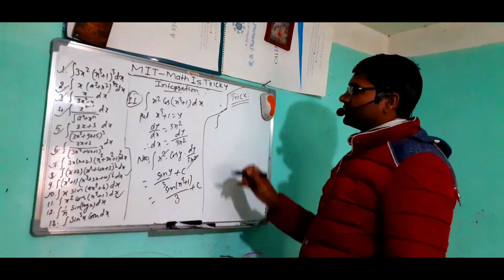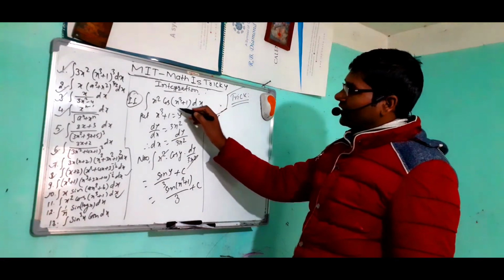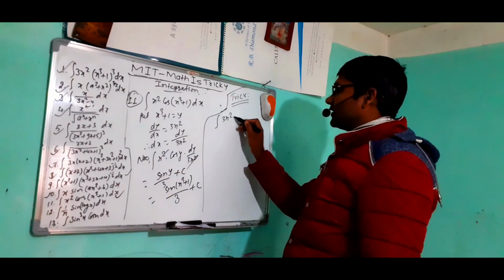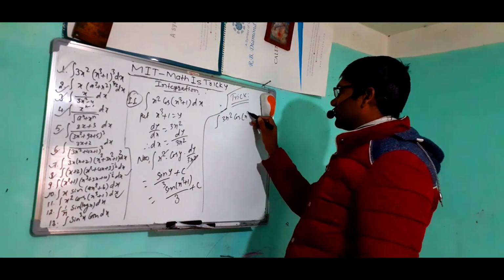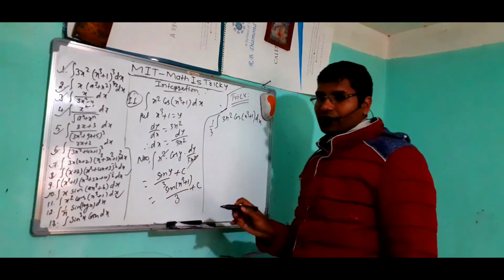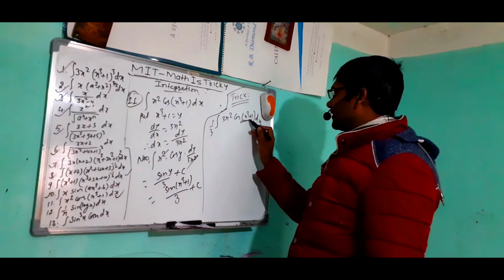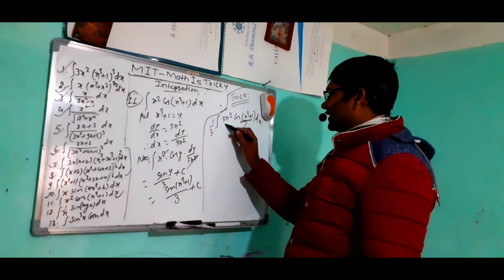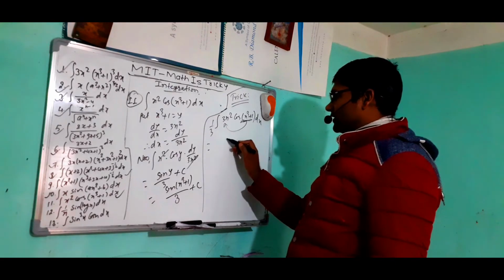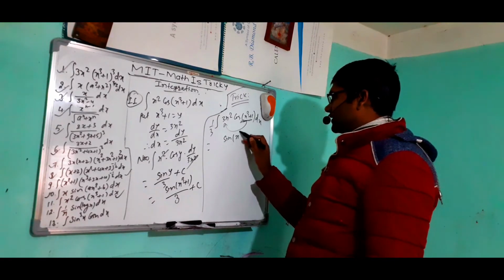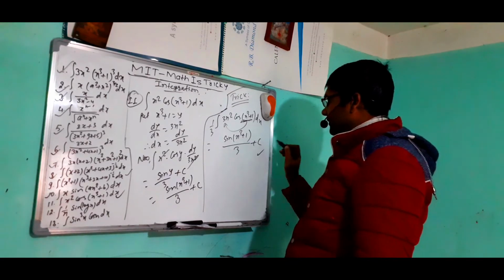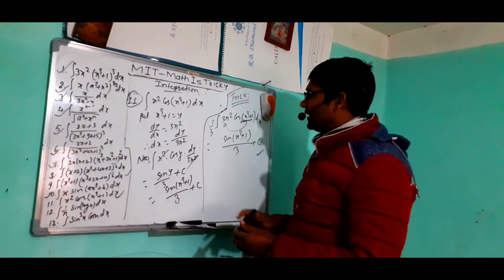Okay, so in integration, always write first the derivative of the angle. So it is here 3x² cos(x³ + 1) dx. So to balance this, we have to put 1 by 3 there. Once the derivative of this angle is here, you can use the formula. Integration of cos is sine, so it is here sin(x³ + 1) by 3 plus c. Finished. This is question number 11.